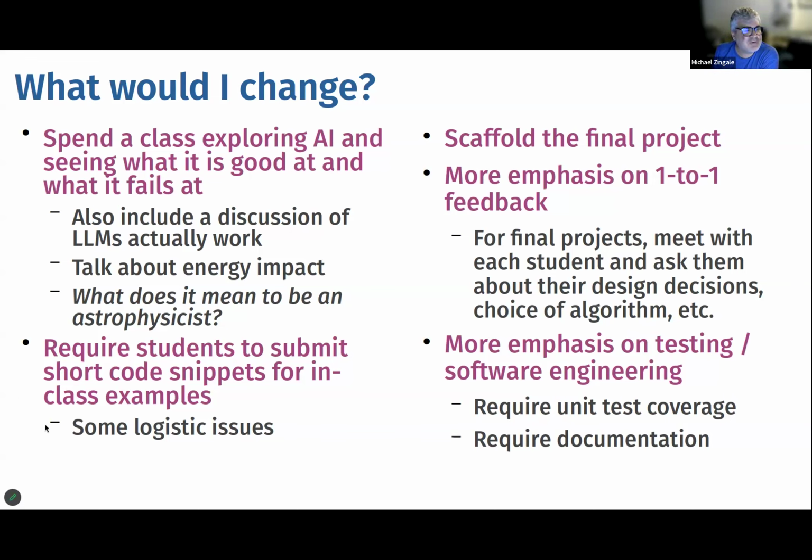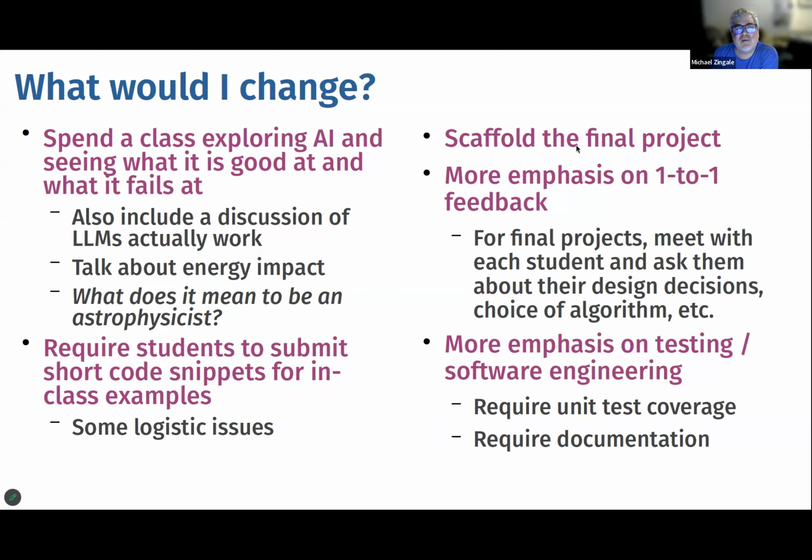I'll probably start requiring students to submit short code snippets for in-class examples, maybe with a Google form. There are some logistical issues with people with accommodations, but I think that can work. And since they're so short and done in class, maybe that will lessen the temptation for AI.